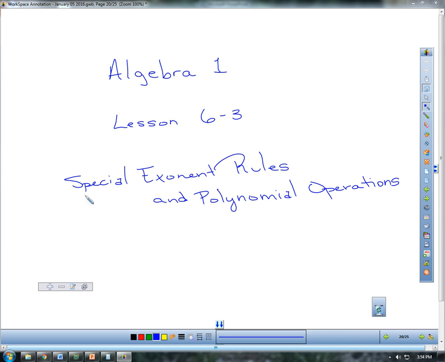Algebra students, this is lesson 6.3. Basically, what I'm going to do is go over the last 2 days of what we've done and work a few problems. That's what we're going to do in classes. We're going to practice with this a little bit, but I wanted to hit some of the important problems.